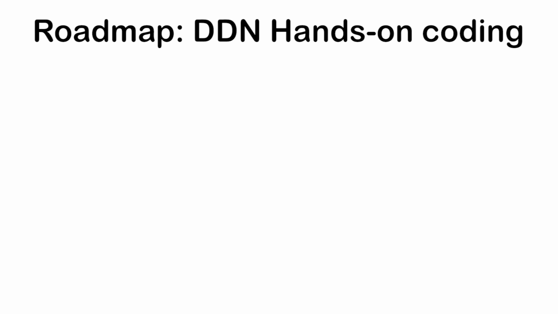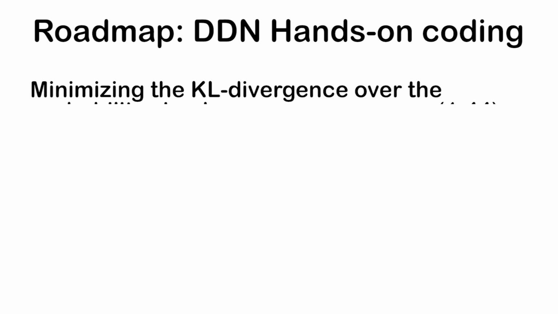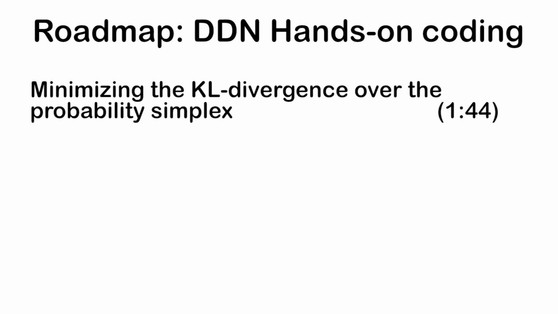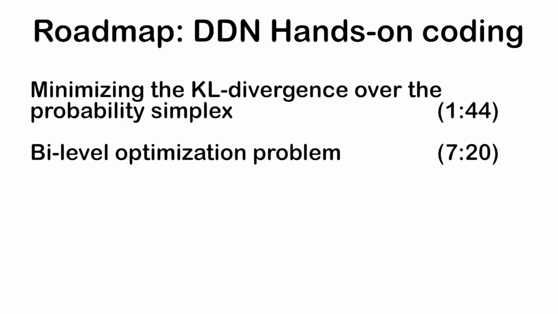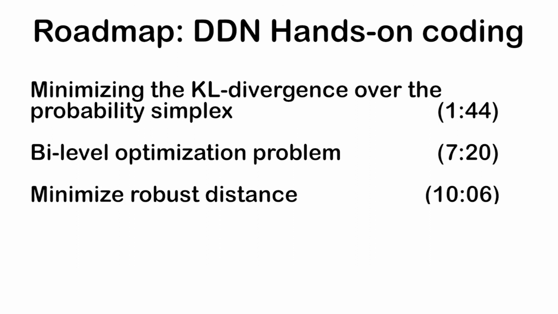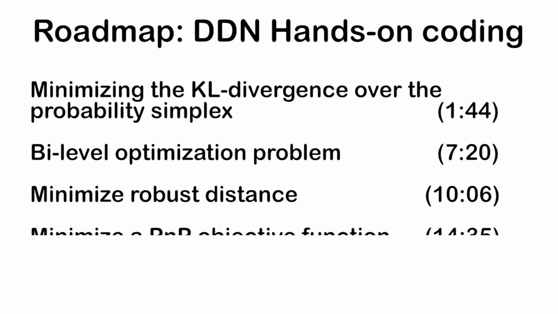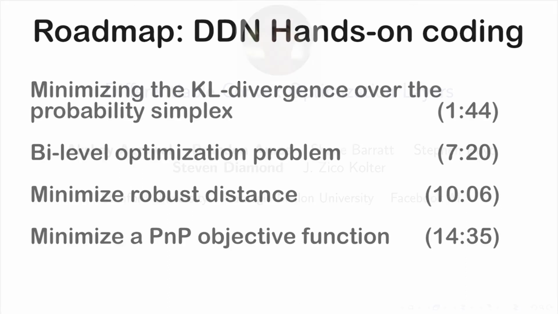At this point in the tutorial, you should be able to start coding your first DDN layer and integrate it into your network. In this session, you learned how to use the DDN codebase for minimizing the KL divergence over the probability simplex and how to use that node in a bi-level optimization problem. You also learned how to minimize a robust pseudo-Huber distance and a PNP objective function.